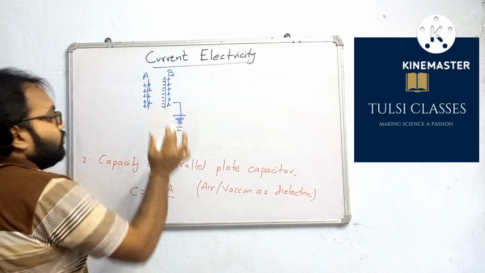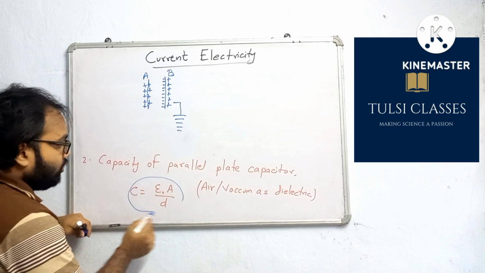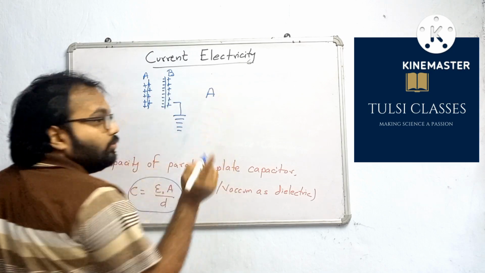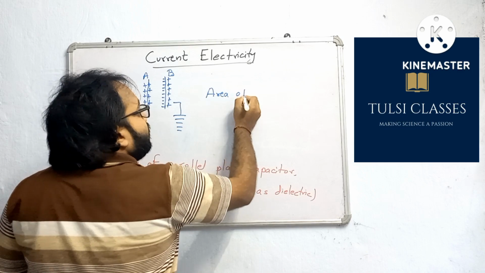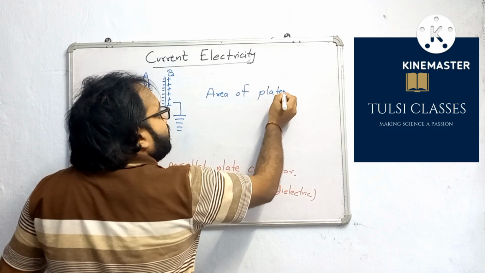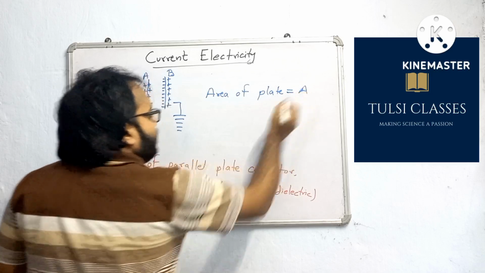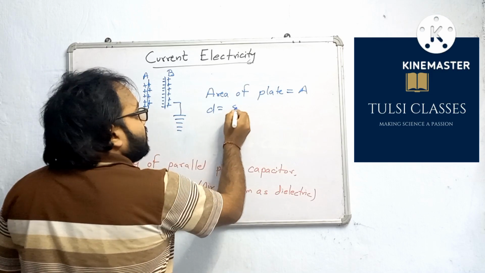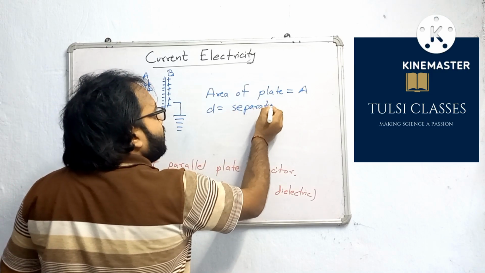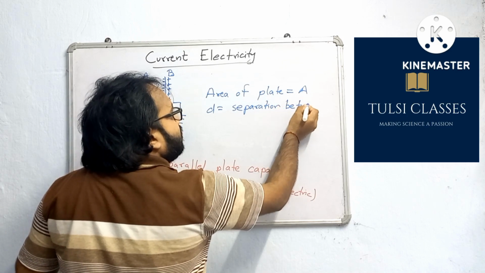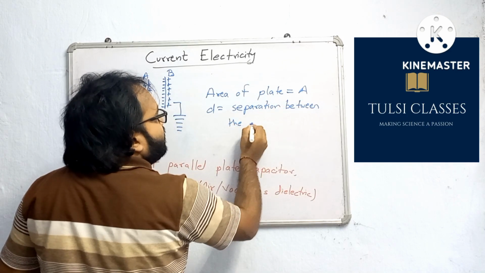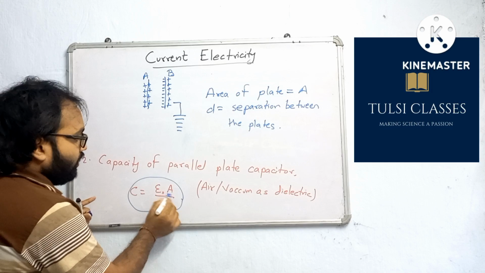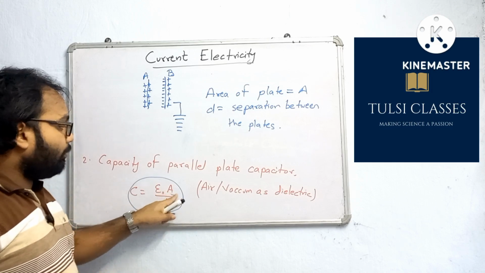Now, don't get into the long concept, just remember epsilon naught A by D. What is A? A is the area of each plate. They both are equal in area. And D, what is D? D is the separation between the two plates. So if the separation between the plates and the area of the plate are given, write the area only one time, don't multiply it by 2.